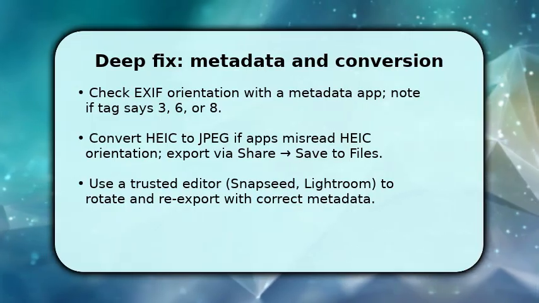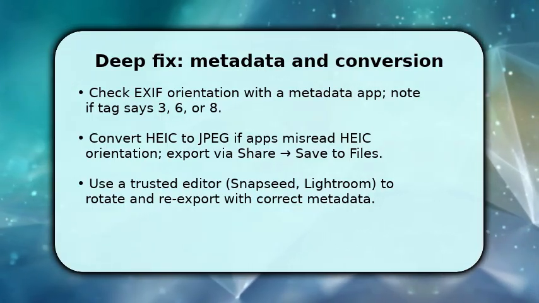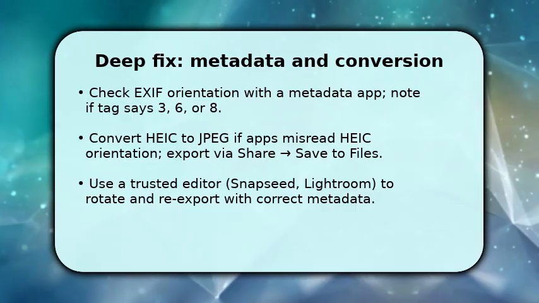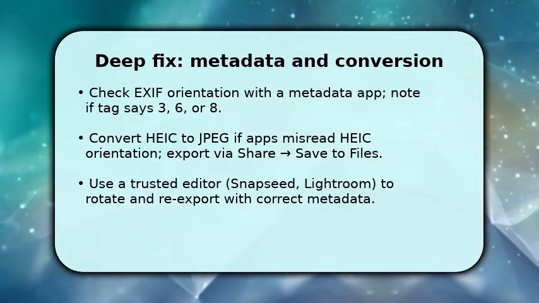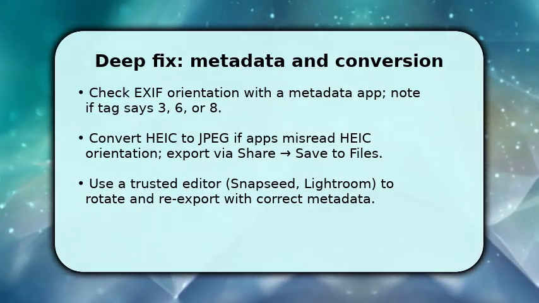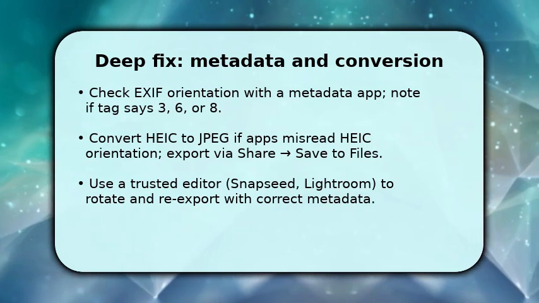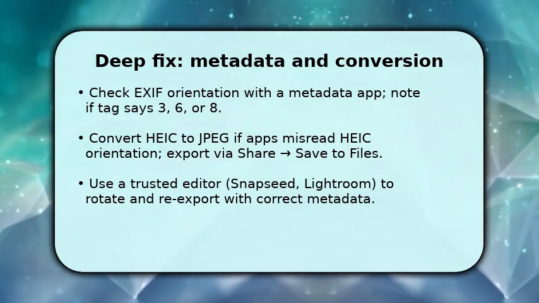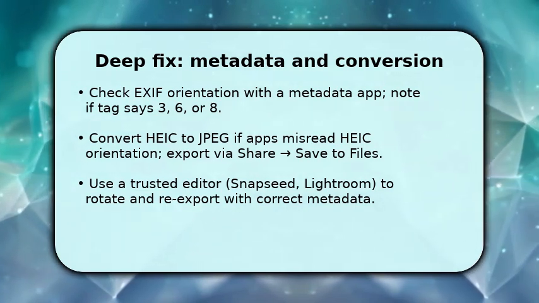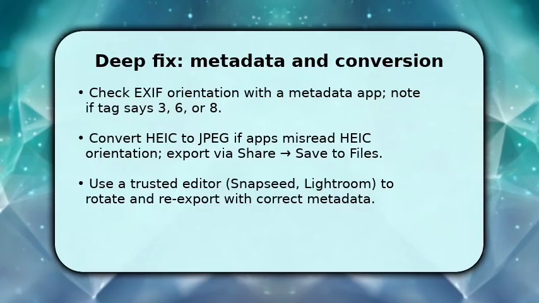Next, convert HEIC to JPEG when third-party apps misinterpret HEIC orientation. Share the photo to Files and export as JPEG. Finally, open the image in a reliable editor such as Snapseed or Lightroom. Rotate to the correct view and re-export so the orientation tag and pixels match.